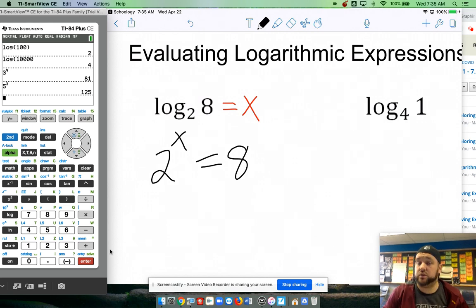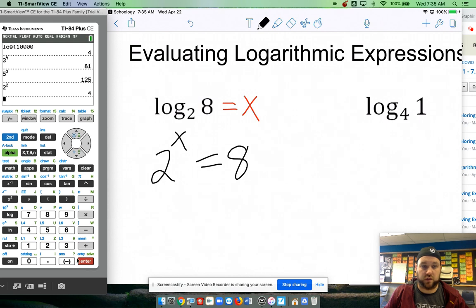So sometimes you can do this by hand. 2 to what power equals 8? You could start guessing and checking in the calculator. 2 to the 2nd, that's equal to 4. 2 to the 3rd, that's equal to 8.